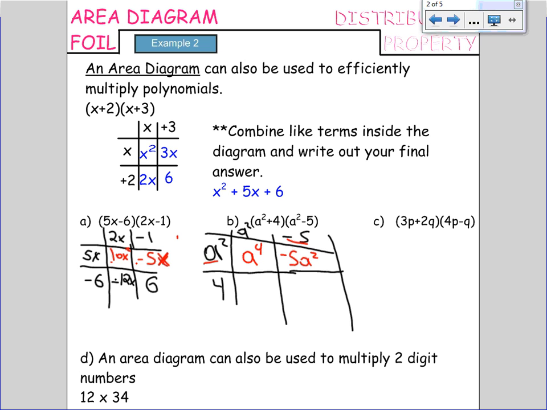4a squared. And the bottom right corner, Kendall, what do you think we get? Negative 20. Correct. Combine it all together. That should give you a to the power of 4. Negative 1a squared. You can just leave this as negative a squared. And minus 20 still remains minus 20.